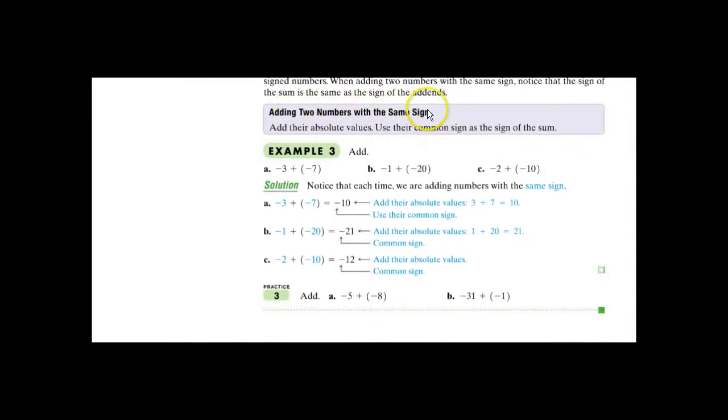So, adding two numbers with the same sign, just add their absolute values and use the sign. If they're both positive, use positive. If they're both negative, use negative. So here we see some examples. They're both negative, so that's going to be a 10, and we apply the negative sign. Here they're both negative, so that's going to be 21, and we apply the negative sign. This will be a 12, and we apply the negative sign. And there's some extras.